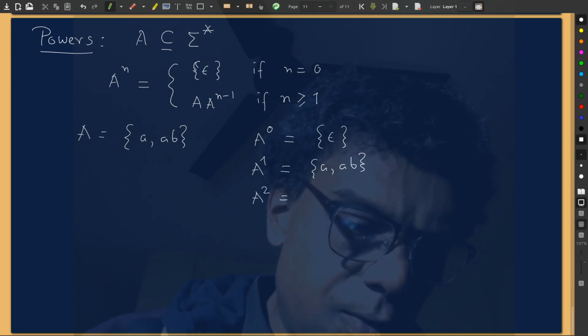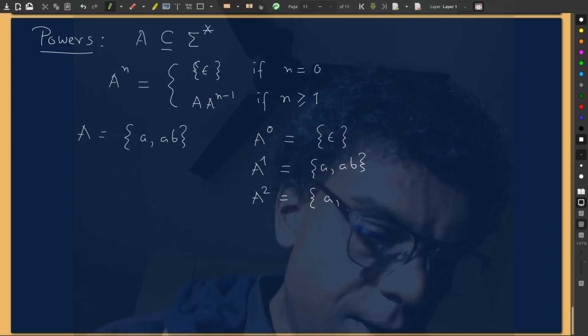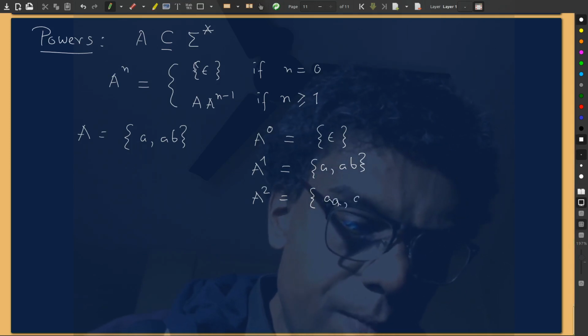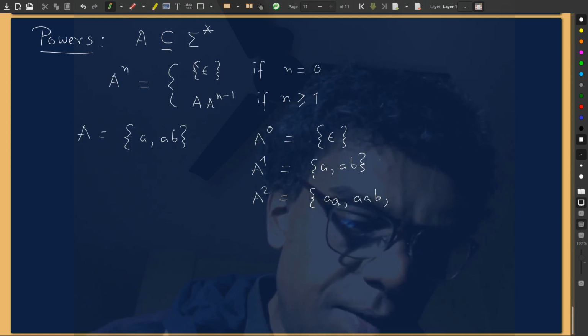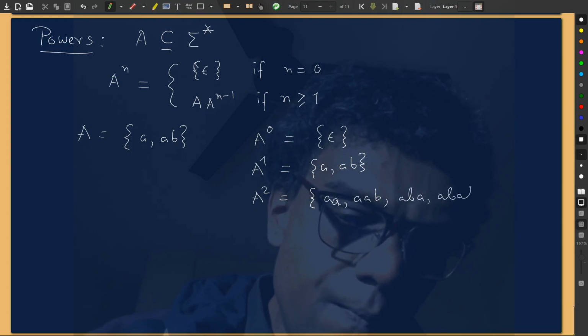What is A squared? A concatenated with this, so aa, ab, ab you concatenate with this and this, aba, abab, and so on.